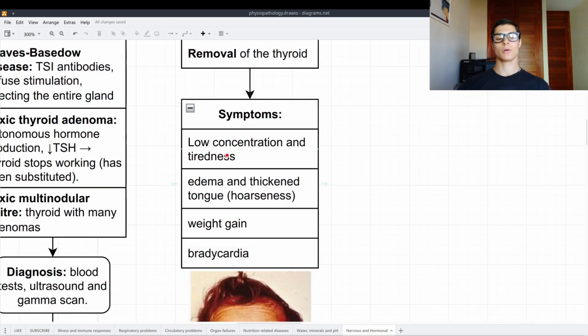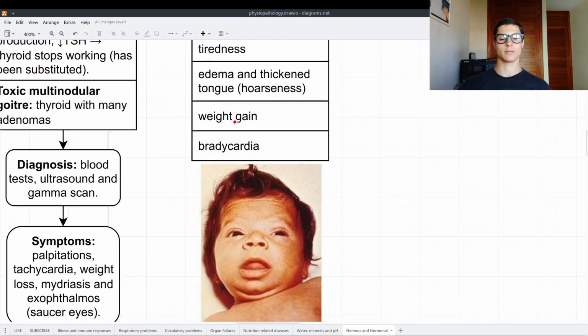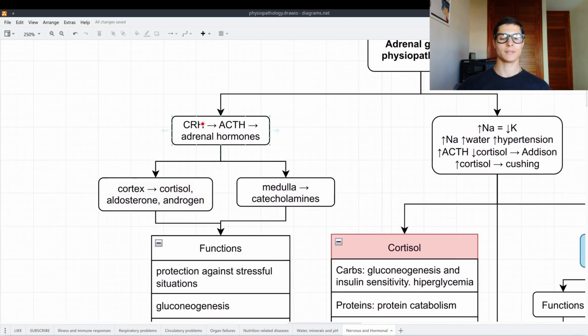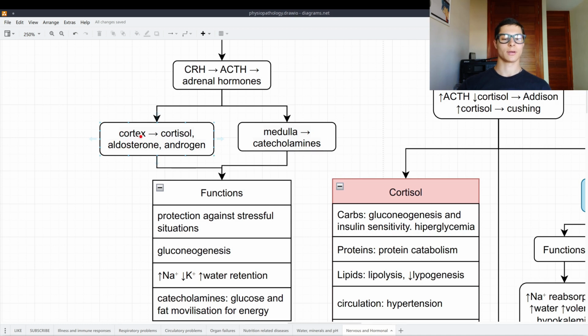The symptoms: low concentration and tiredness, edema and thickened tongue, hoarseness, weight gain and bradycardia. And now it's time to take a look at the adrenal glands physiopathology. So we have the CRH, the corticotropin releasing hormone, the adrenocorticotropin hormone, and the adrenal hormones, which are in the cortex, the cortisol, aldosterone, and androgen, and in the medulla, the catecholamines.